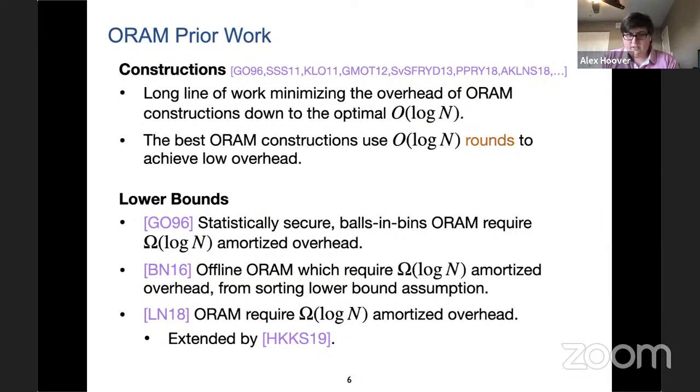Goldreich and Ostrovsky proved that statistically secure balls and bins ORAM requires log n amortized overhead. Will Knorr pointed out that there were still some open problems after the Goldreich and Ostrovsky lower bound, namely against computationally bounded adversaries and in an information theoretic model, both of which are answered by Larsen and Nielsen 2 years later and extended one more time to a setting with a weaker adversary a year after that.